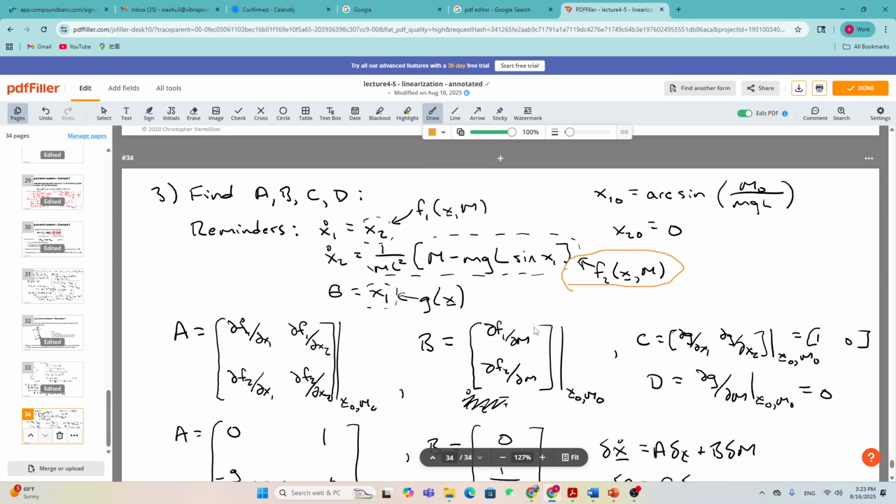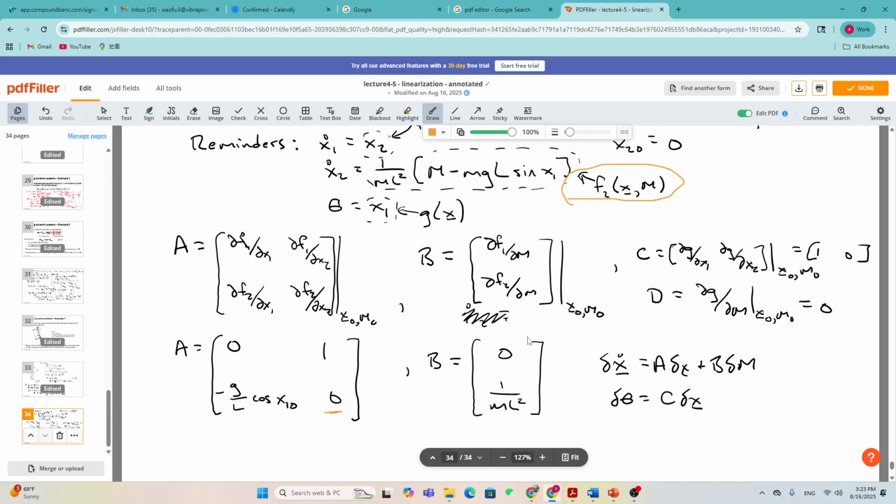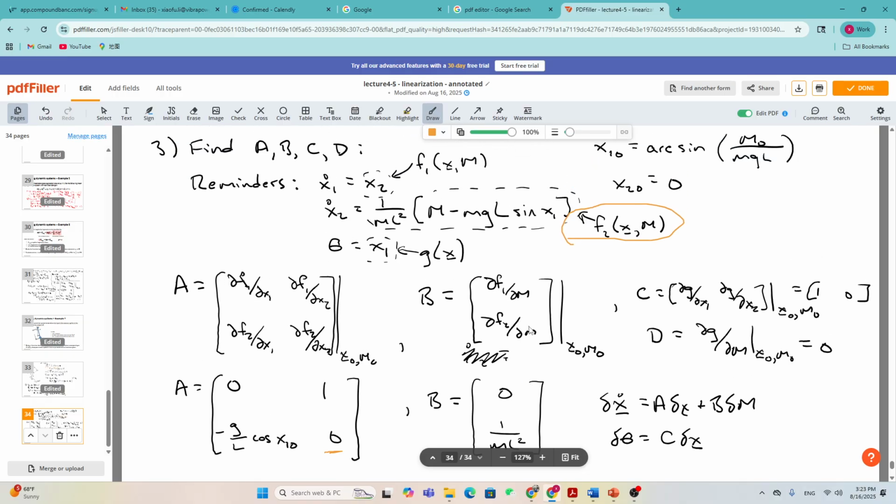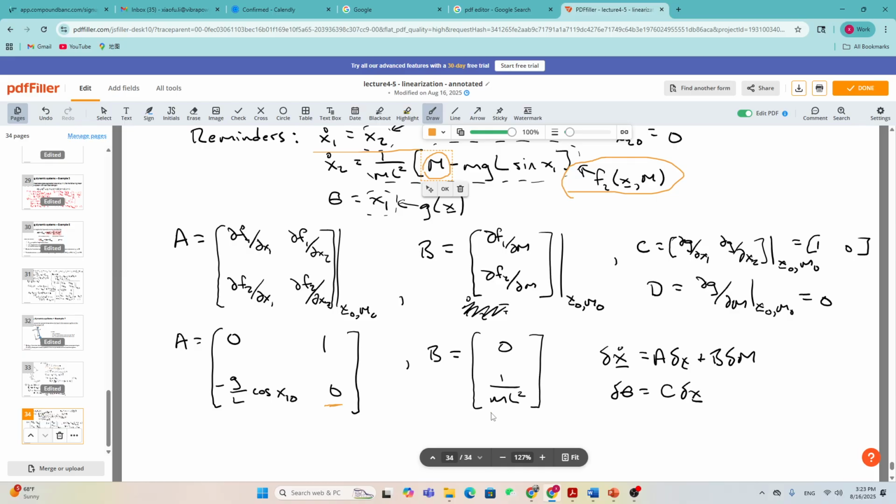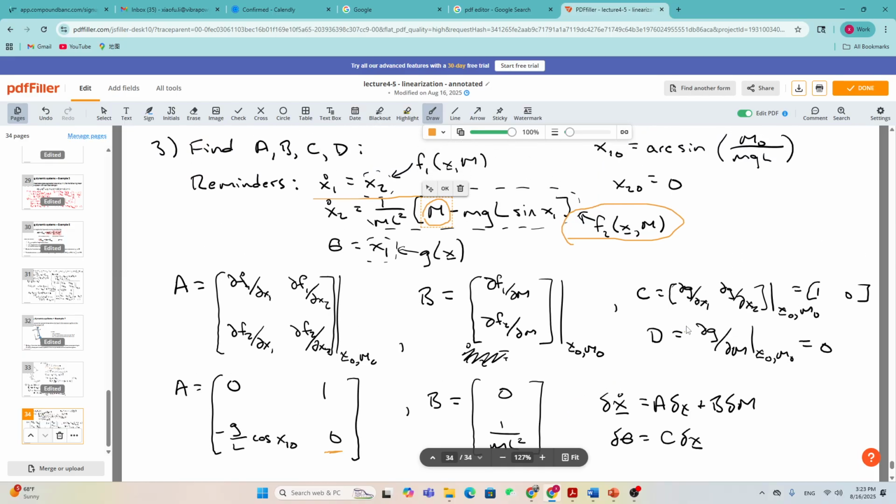Similarly, you do the partial derivative of f with respect to M, as M is your input, right? You will have a single input. If you look at it, the first term doesn't have M. The second term has it. So that's why the second term of B is 1 over ml squared, right?